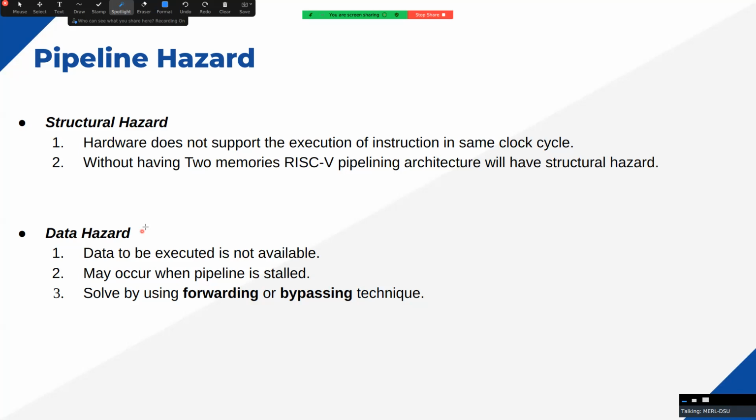Stalling is a concept where, if you are performing a multi-cycle operation, you need to stall your pipeline and wait. Let's wait until my previous operation is successfully completed, and then we move forward. So stalling comes from there. So how can we solve the data hazard?